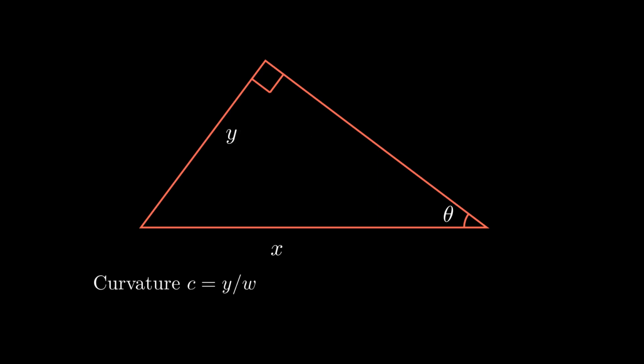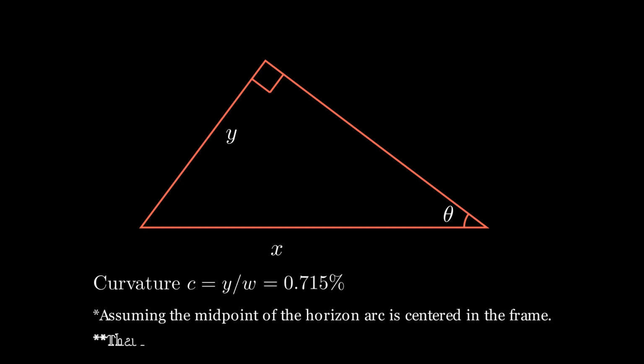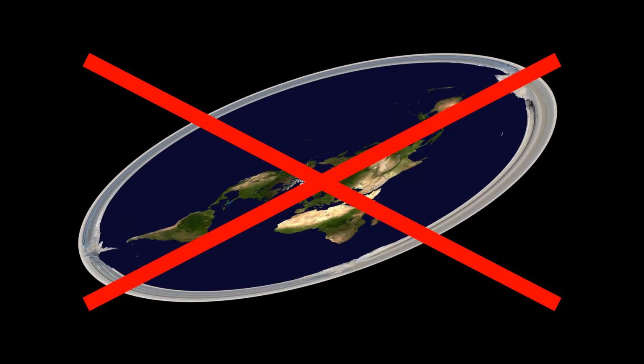If you plug in our numbers plus Earth's radius of 6,371 kilometers, you get a curvature of 0.715%. Huh, I actually photographed too little curvature. Not zero. It's still a long way from flat. But not as much as I was expecting.